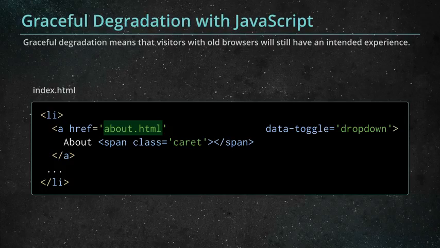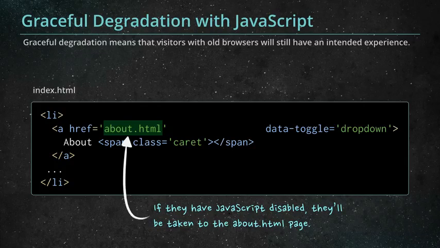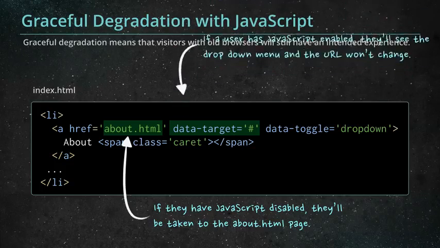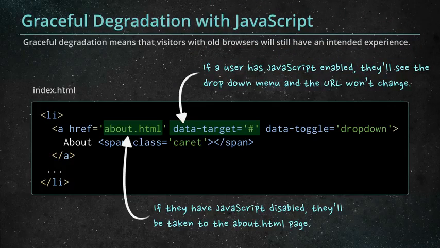If they do have JavaScript enabled, they will see the dropdown, but then they'll immediately still be taken to the About page. Not exactly something we want to happen. In order to prevent that, we can add one last data attribute, data-target. This is the href that will be used when JavaScript is enabled. In this case, we're going to set it to that hash sign just like we were doing before. Now, for users whose browsers work with JavaScript, things will appear just as expected.